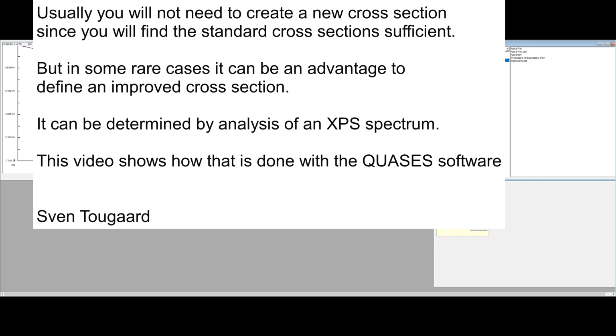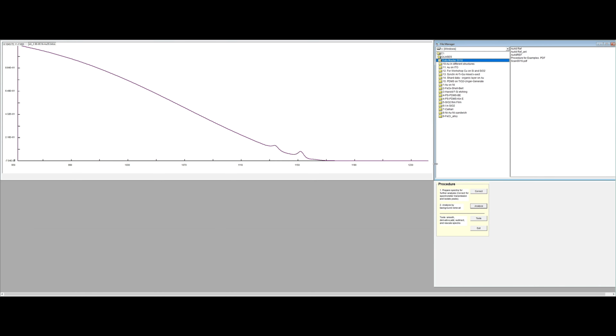Here we will look at a facility in the software you can use if none of the standard cross-sections which are available in the software seem to fit your data. We'll take an example of silicon dioxide. So here we have pure silicon dioxide, and we have some oxygen islands grown on a substrate of silicon. We just look at the pure silicon dioxide spectrum.